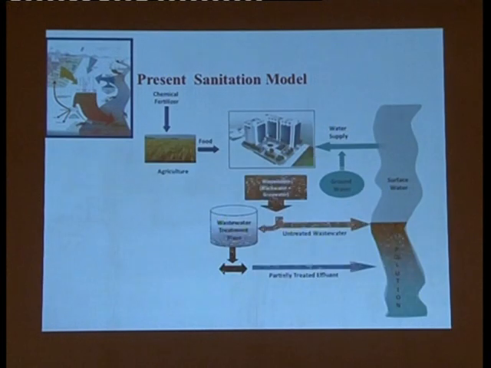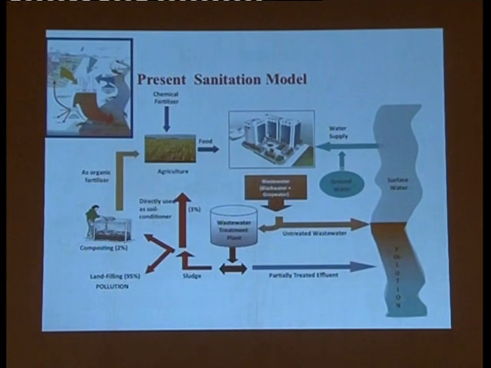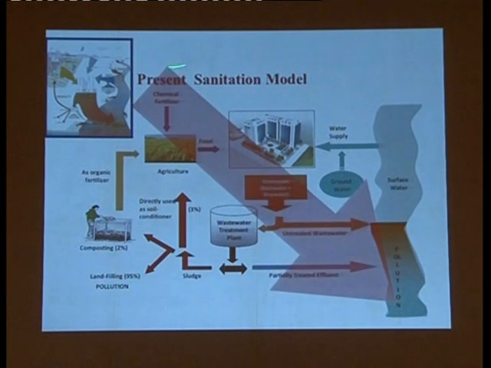And what is the present sanitation model? This is the sanitation model we follow. We have agriculture, we are using all chemical fertilizers, and food is coming, it is being used by the people, and all the waste is generated. Some part is getting treated and most is going untreated, and this partially treated wastewater, everything is finding its way to the surface or groundwater sources, and sludge also is not managed properly. So all these things are leading to pollution of our water resources.